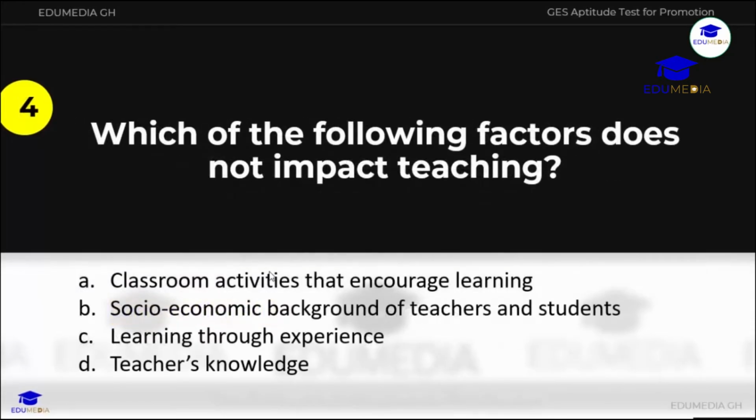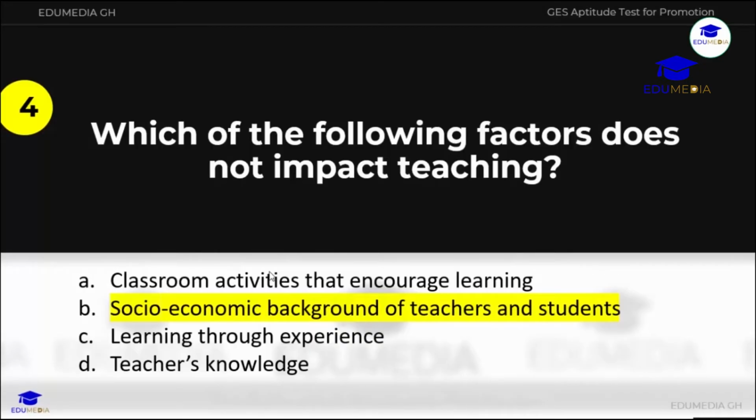Question number 4. Which of the following factors does not impact teaching? Option A. Classroom activities that encourage learning. Option B. Socioeconomic background of teachers and students. Option C. Learning through experience. And then option D. Teachers' knowledge. The correct answer for question number 4 is B. Socioeconomic background of teachers and students.